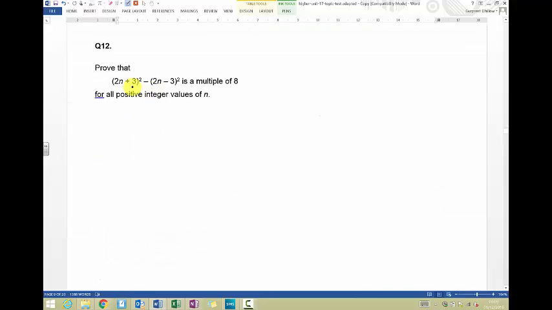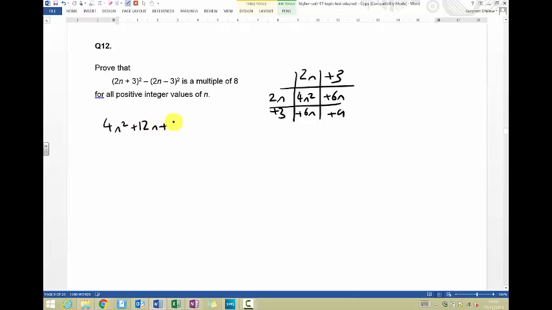Okay, this one's more of a direct proof, so we're just going to have to work this out. Again, quickly do the grid method. 2n plus 3, 2n plus 3, it's 4n squared plus 6n plus 6n plus 9. So altogether that one is 4n squared plus 12n plus 9.